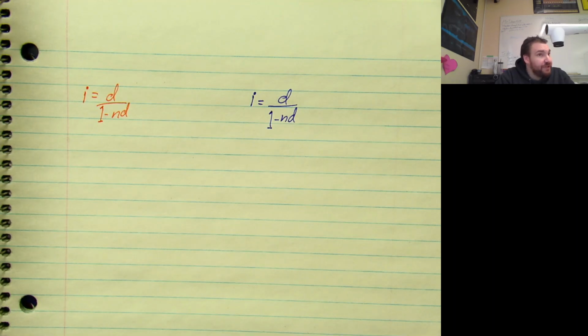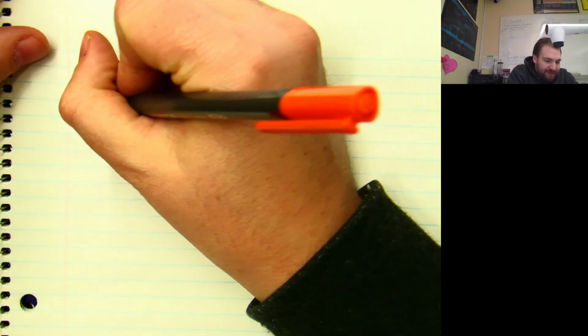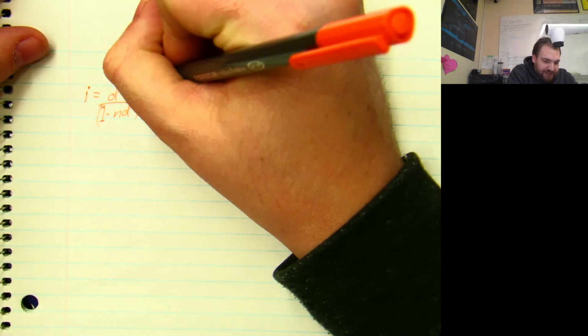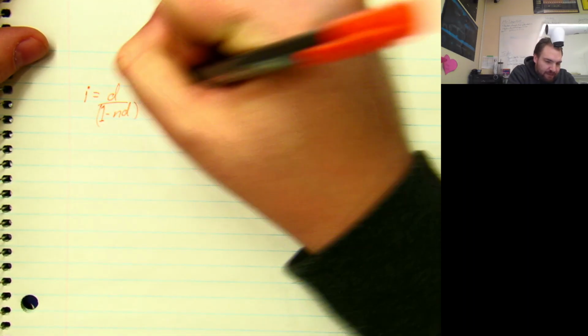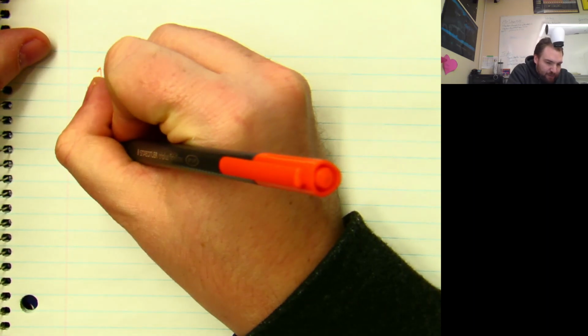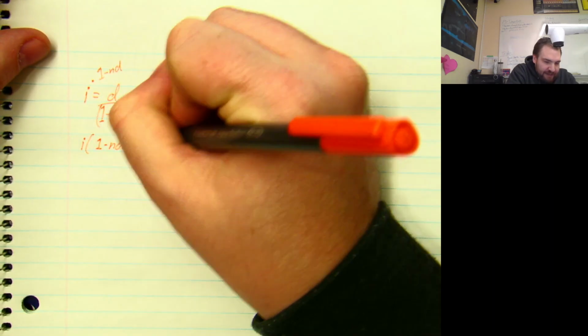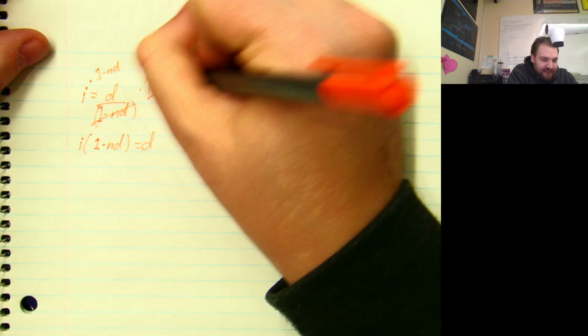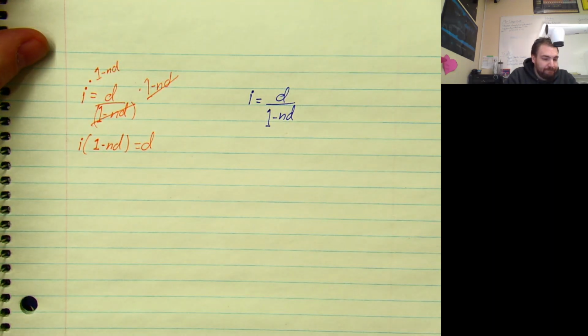Yeah, in this case, there's only one denominator, so we're just going to multiply everything by it, the whole expression there in the denominator, to move some stuff around. So we're going to take this, and we're going to multiply both sides by 1 minus nd, and we're going to multiply this by 1 minus nd. So we're going to get I bracket 1 minus nd equals d, because on this side it's going to cancel, yeah? You follow what I did?